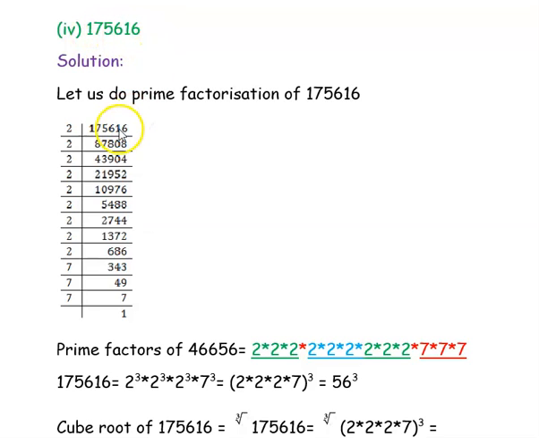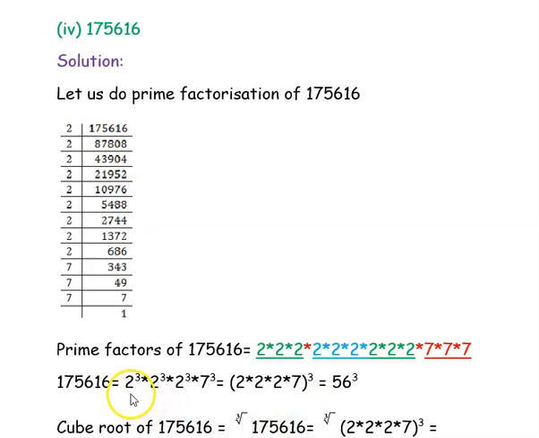The next given number is 1,75,616. So I am doing the prime factorization for that number. So I got the prime factors of this 1,75,616. So now let's count the 2's to write the prime factors. So 1, 2, 3, 4, 5, 6, 7, 8, 9 2's. So I am writing it in the form of three 2's. 2 into 2 into 2, 2 into 2 into 2, 2 into 2 into 2. Then three 7's, 1, 2, 3. So 7 into 7 into 7.